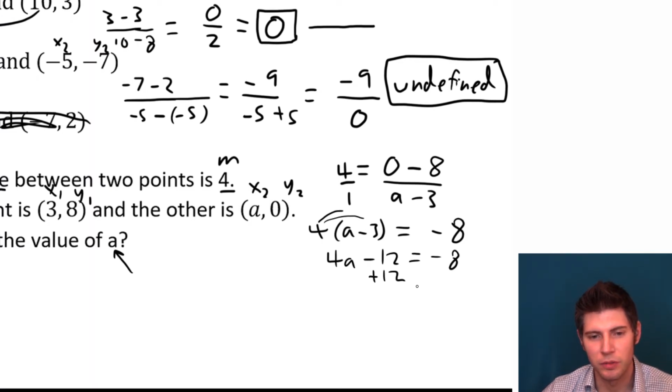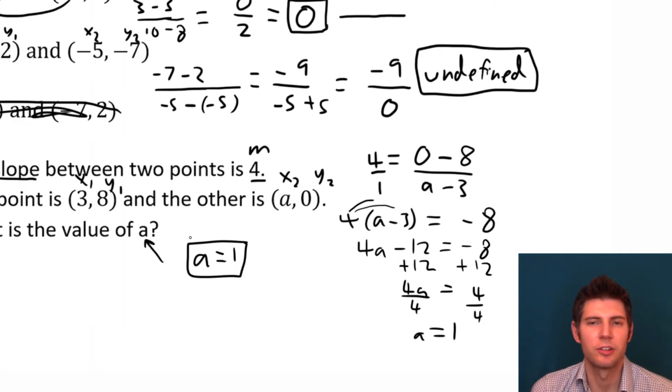So we're going to add 12 to both sides. Negative 8 plus 12 is 4 equals 4a. And then we divide both sides by 4. And we get a equals 1. So a equals 1 is the answer to number 6.